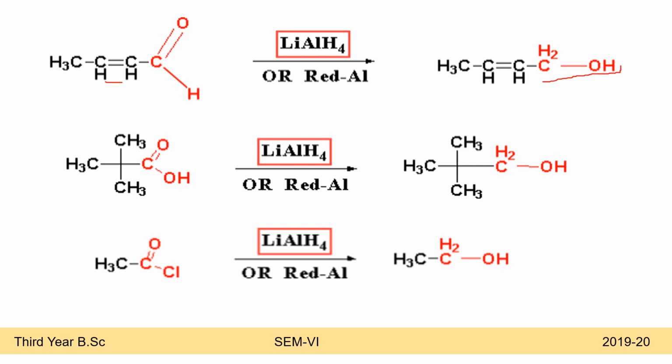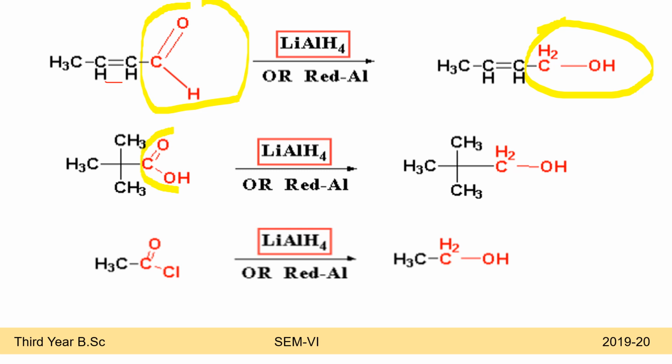So it only reduces this carbonyl group into the corresponding alcohol group. So the carbonyl group is converted into alcohol group. Similarly, this highly substituted carboxylic acid is reacted with the lithium aluminium hydride or red-Al. It gives the corresponding alcohol. So this carboxylic group is converted into the CH2OH group, that is alcohol group.